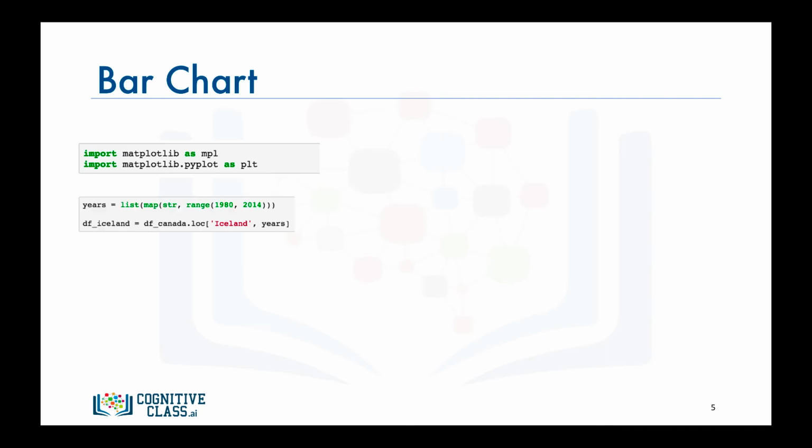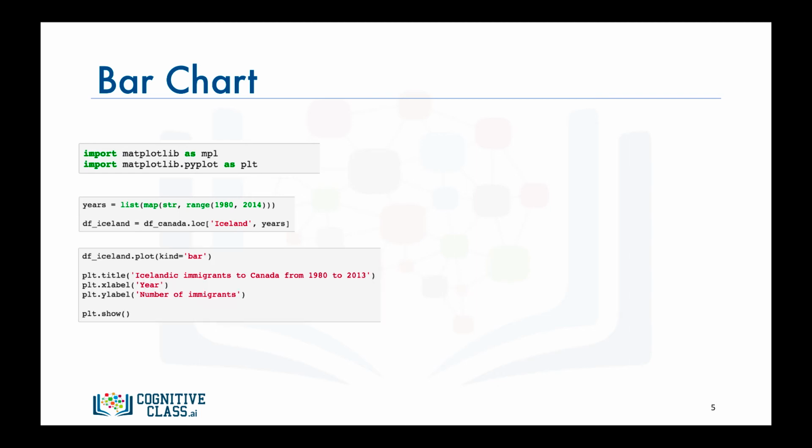So now that we know how our data is stored in the data frame df_Canada, let's see how we can use Matplotlib to generate a bar chart to visualize how immigration from Iceland to Canada looked from 1980 to 2013. As usual, we start by importing Matplotlib and its scripting interface. Then we use the years variable to create a new data frame. Let's name it df_Iceland, which includes the data pertaining to annual immigration from Iceland to Canada and excluding the total column. Then we call the plot function on df_Iceland, and we set kind equals bar to generate a bar chart.